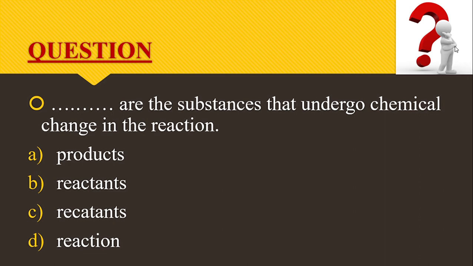Now students, it's your task. You have to read this question and write down the answer in the chat box. I guess you have read the question and found the answer. Let's check the answer. Dash are the substances that undergo the chemical change in the reaction. Those are the reactants. So the correct answer is B. Reactants are those substances that undergo chemical change in the reaction.